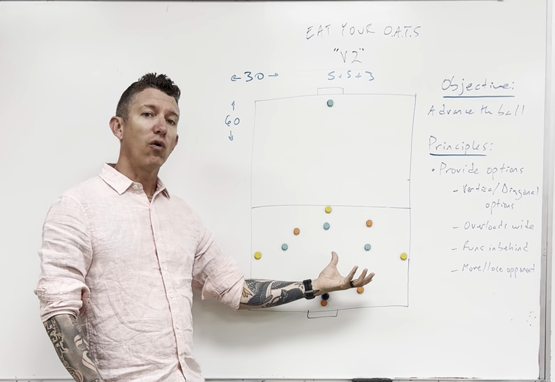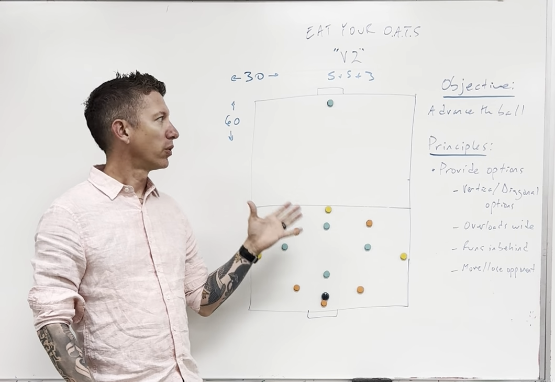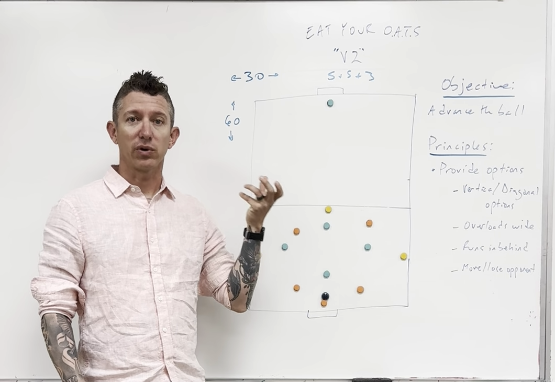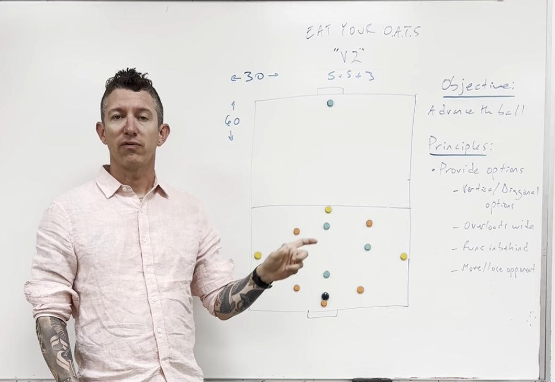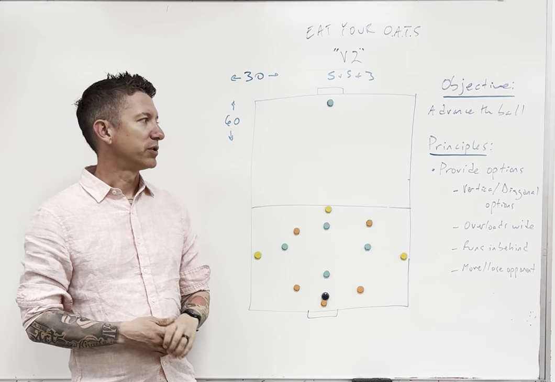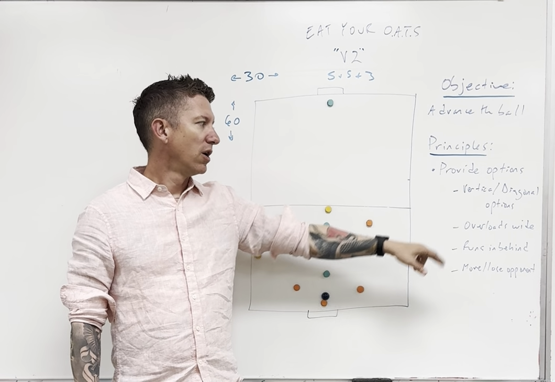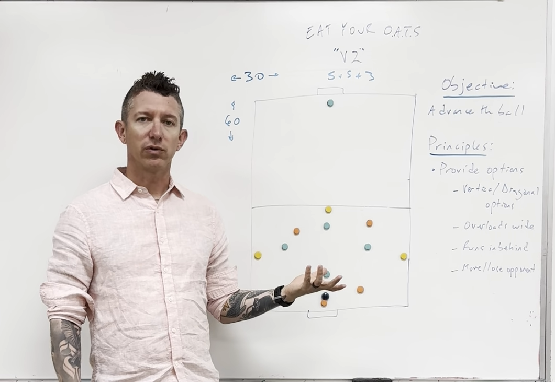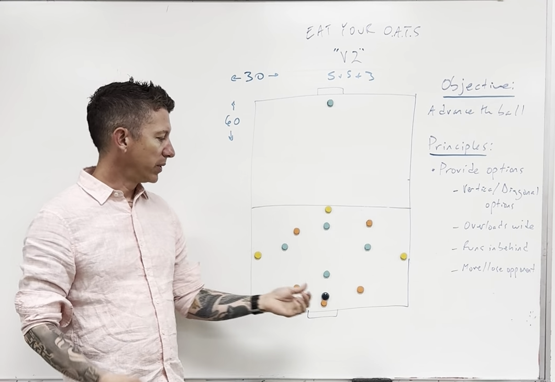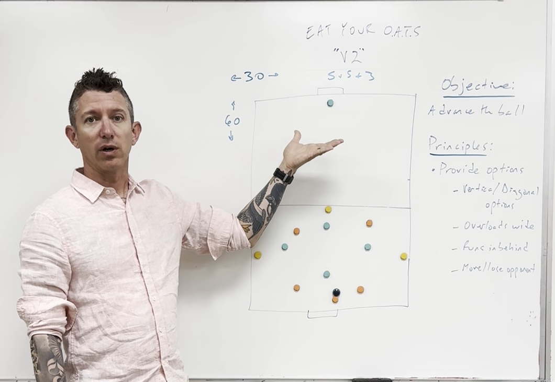And with this overload structure, you have your 3 bumper or neutral players to support. You can use this for a lot of different principles and objectives for all 4 phases of the game. I use this for advancing the ball, providing options forward with various sub-principles: vertical and diagonal options, overload wide, runs in behind, and move or lose opponent. The specific game situation I would start with is a goal kick, where the goalkeeper has the ball and we are trying to advance it across the halfway line.